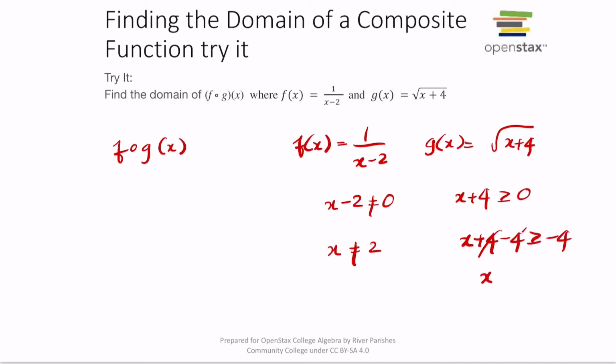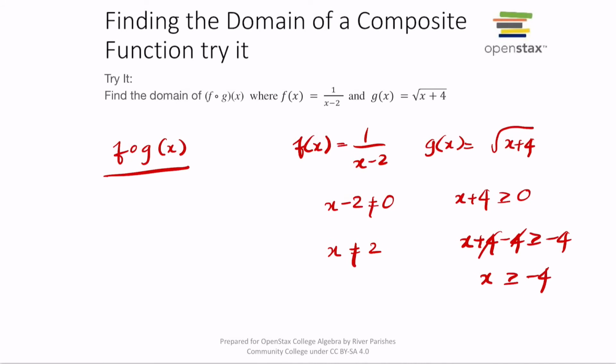So 4 and 4 get cancelled, so x greater than or equal to negative 4. Now we have two different functions that we have to find the domain for, and we have to find it for its composite value. How would you find this? So from this, how do you solve this problem here? Remember, f circle g of x is f of g of x.